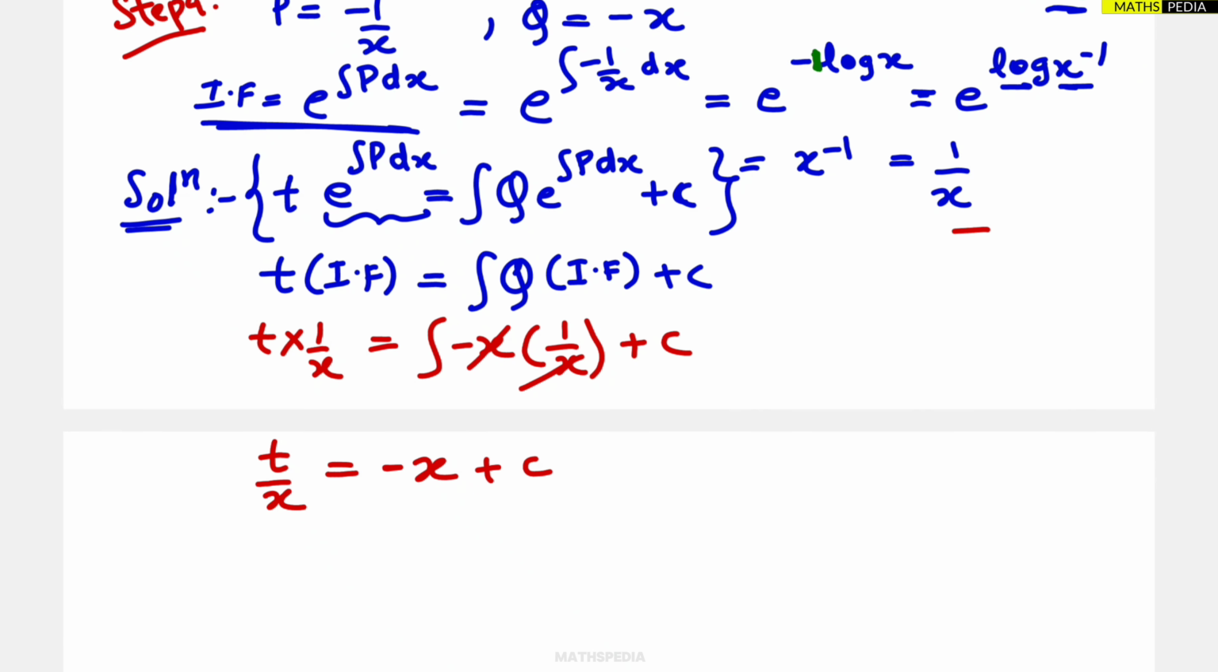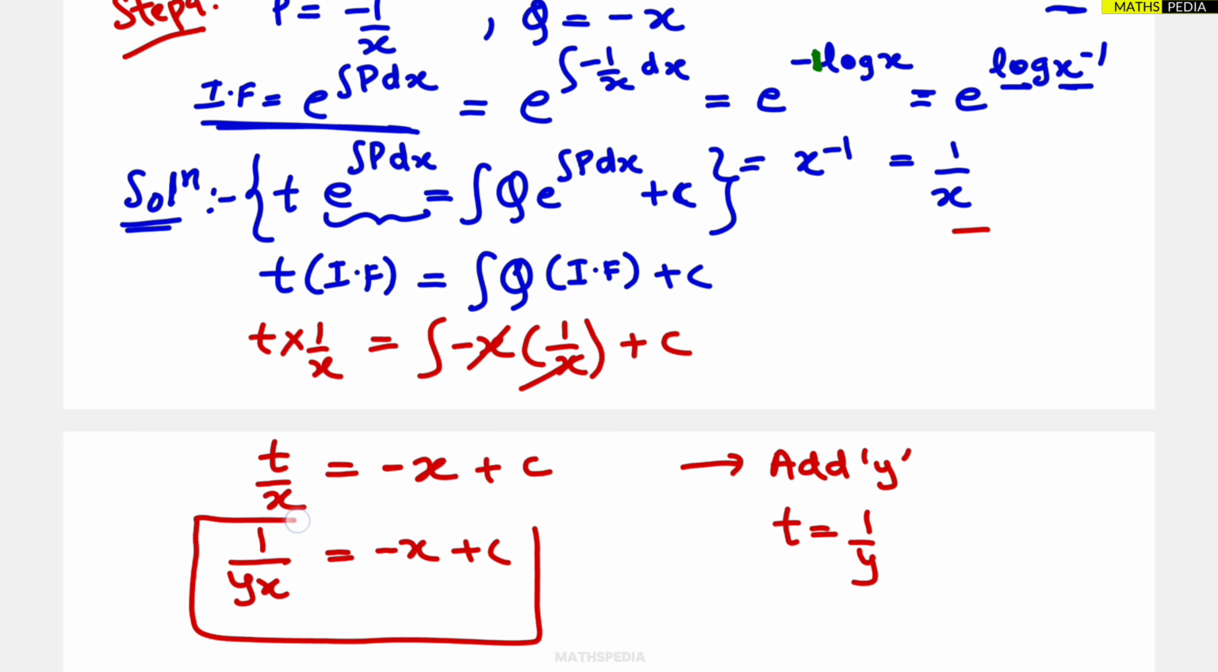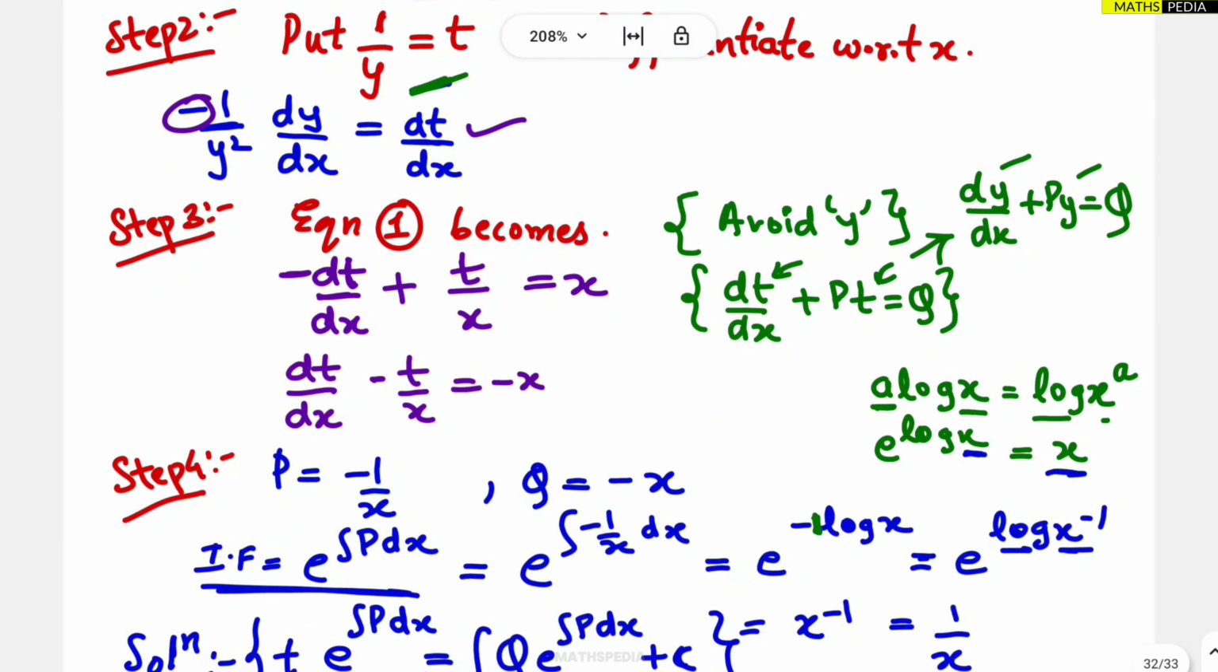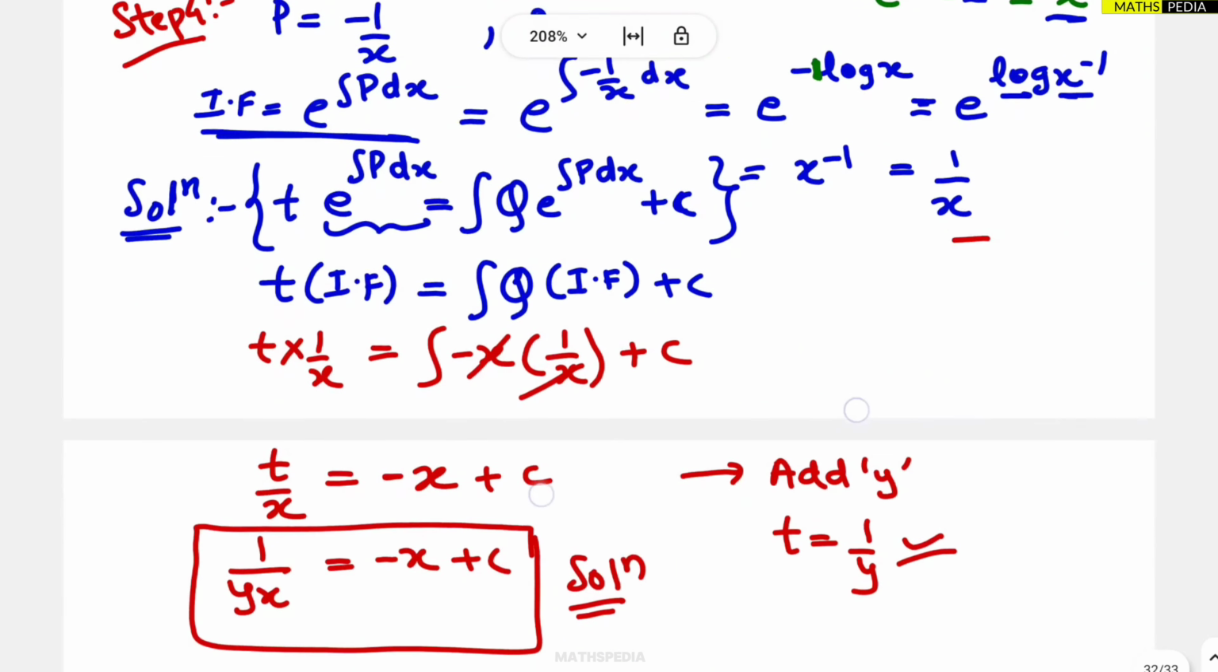And one more thing, in the last solution we are going to add the y variable again. So t we have to avoid because we substituted t. We put 1 by y is equal to t as the substitution. Now t we have to remove. So in starting we took t as 1 by y, so we are going to add that here in the solution. So it becomes 1 by y, x is equal to minus x plus c. So this is the solution. Okay, so we remember this. In the third step we avoided y. Now you have to add again that y in the solution part.